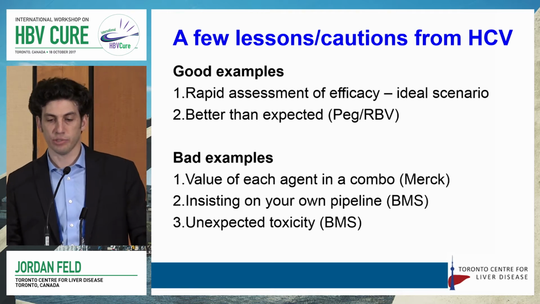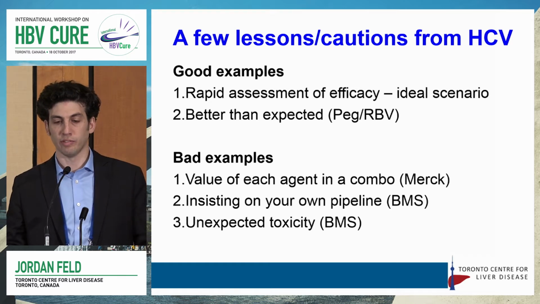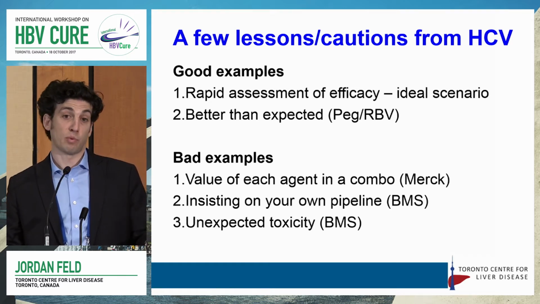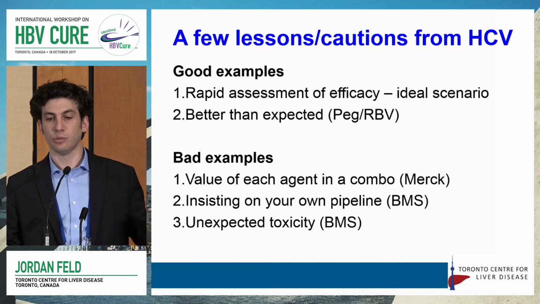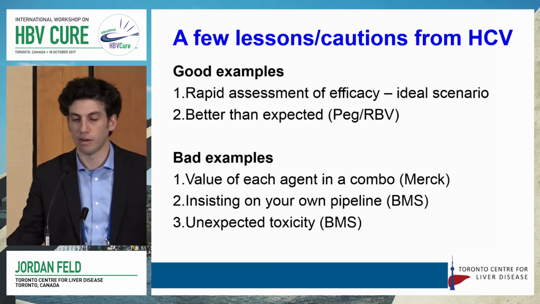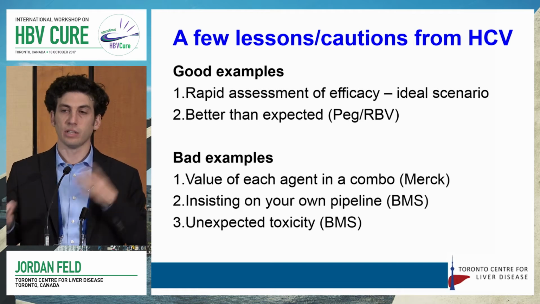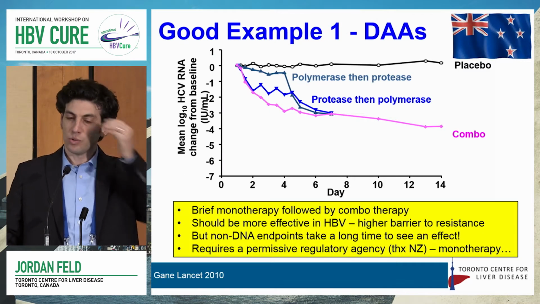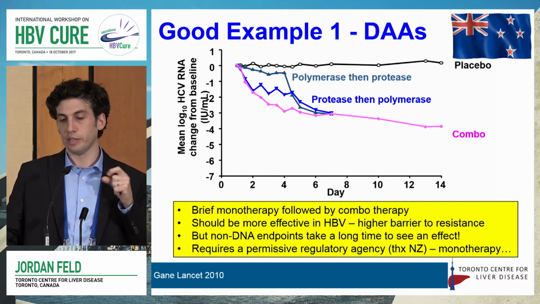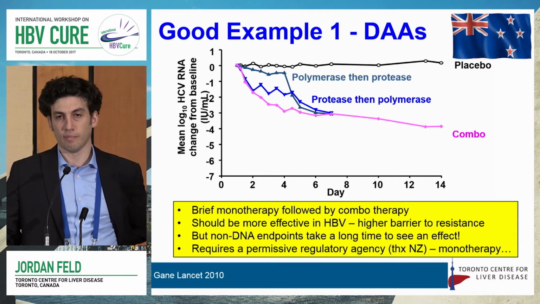So a few good examples, and I'll also talk about the rapid assessment of efficacy, which allowed some things to move forward relatively quickly, some scenarios where things were better than expected, and then a few bad examples where really forgetting to evaluate the value of each agent in a combination, insisting on your own pipeline, and unexpected toxicity. And all of these things really play into thinking about design. So I think this was an important study, and Ed Gane led a lot of the development in hepatitis C for many reasons.